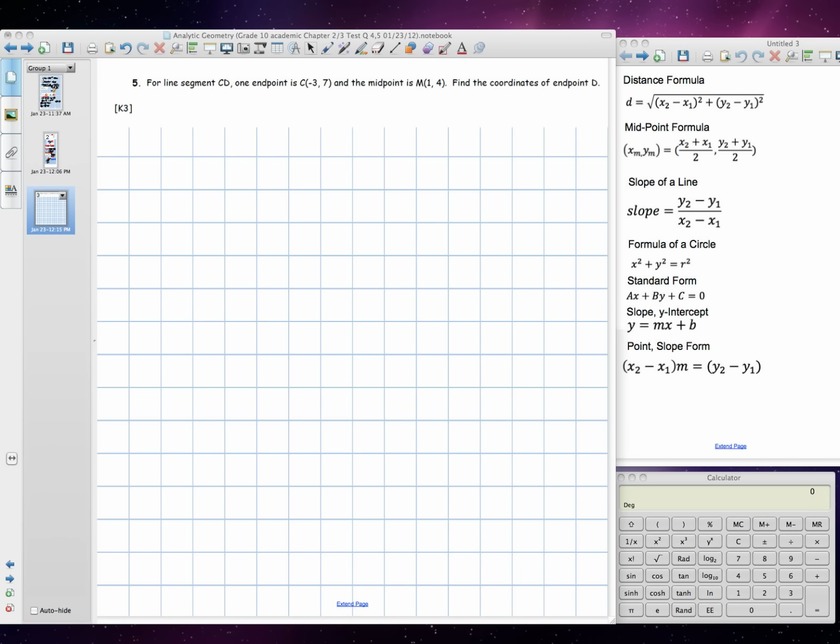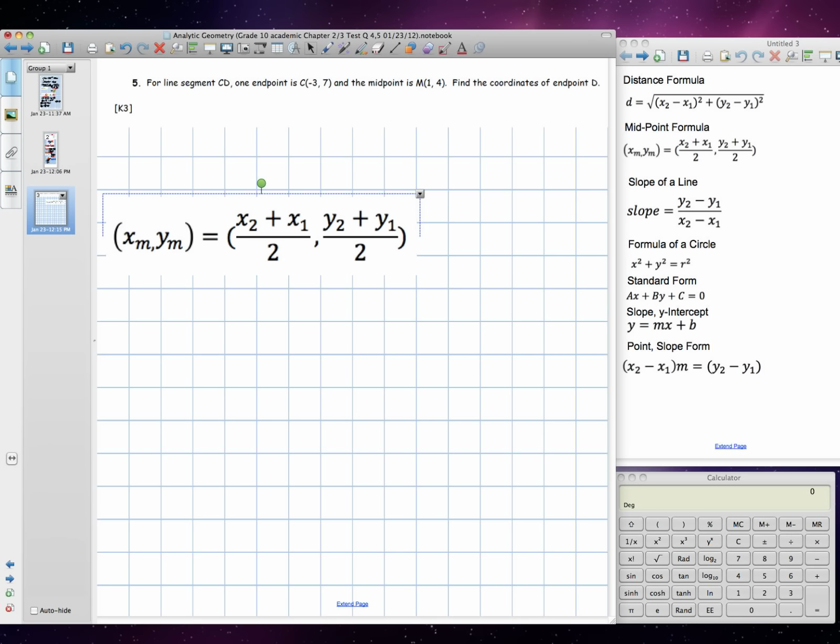Question number 5 from your test. For a line segment CD, the endpoint C is at negative 3 and 7, and the midpoint is 1, 4. Find the coordinates of endpoint D. So we're going to be using our midpoint formula. So we have point C, which is at negative 3 and 7. And we have the midpoint, we'll call it M, at 1 and 4.